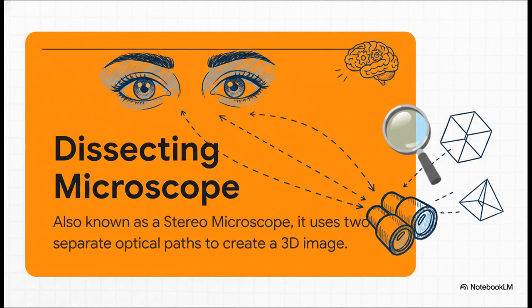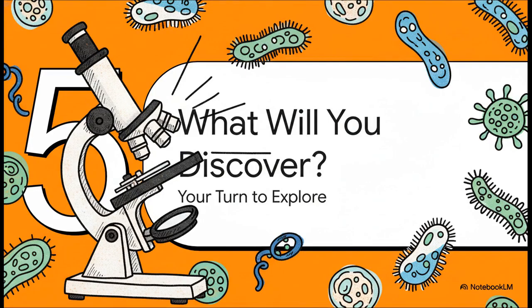So you might be wondering, why does it give that 3D view? Well, it's because the dissecting microscope is also called a stereo microscope. It literally has two separate optical paths, one for each of your eyes. This creates a true stereoscopic image, which is exactly how your own eyes perceive depth in the world. Pretty clever, huh?